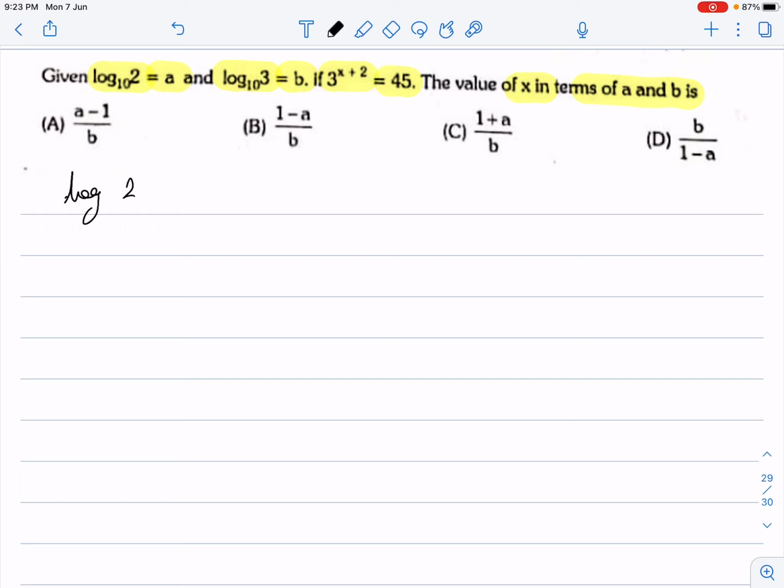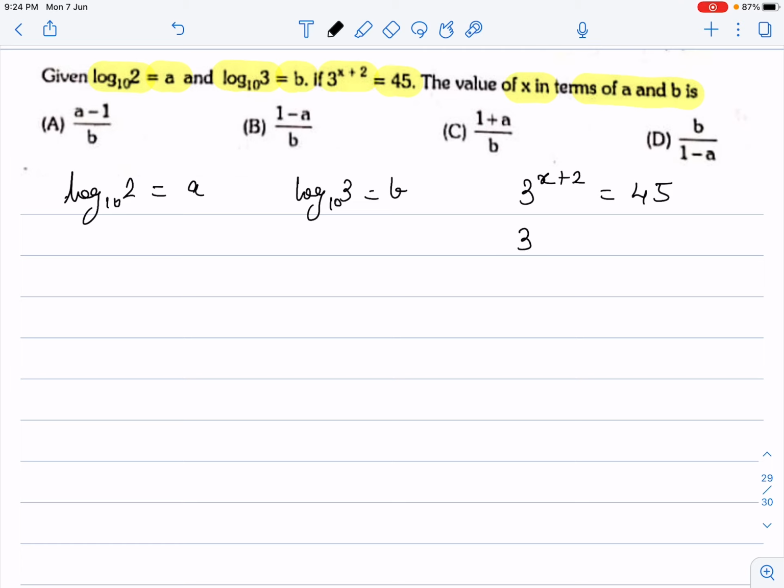Log of 2 base 10 is equal to a is given to you. And log of 3 base 10 is equal to b is given to you. And what has been asked to you? 3 to the power x plus 2 is equal to 45 is also given. The value of x in terms of a and b is asked of us. So let's simplify it further.